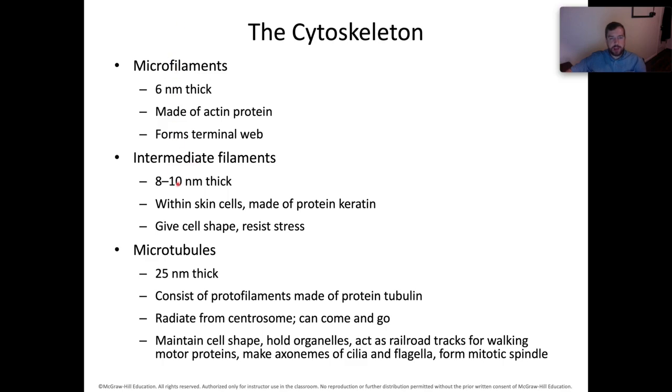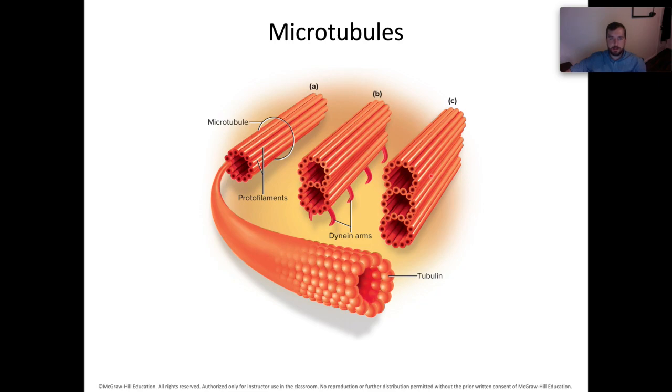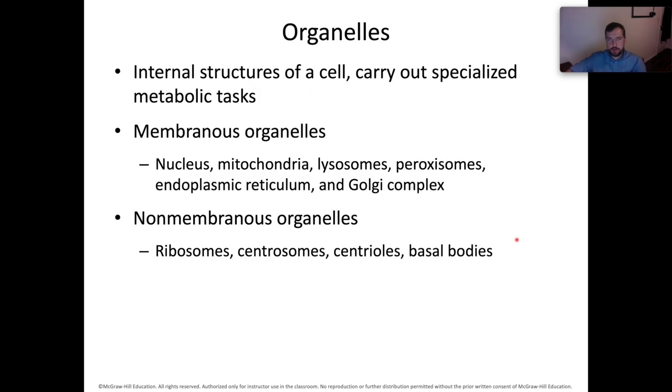You should be able to rank these in order of their size and also to tell me what their main component is. So see, for example, these microtubules are made up of these small little units of tubulin, and they make these protein protofilaments. Organelles are the internal structures of the cell, and they carry out the specific metabolic tasks. So for example, if you have a company, you'll have different departments in the company. The cell is the company, and the departments are the organelles.